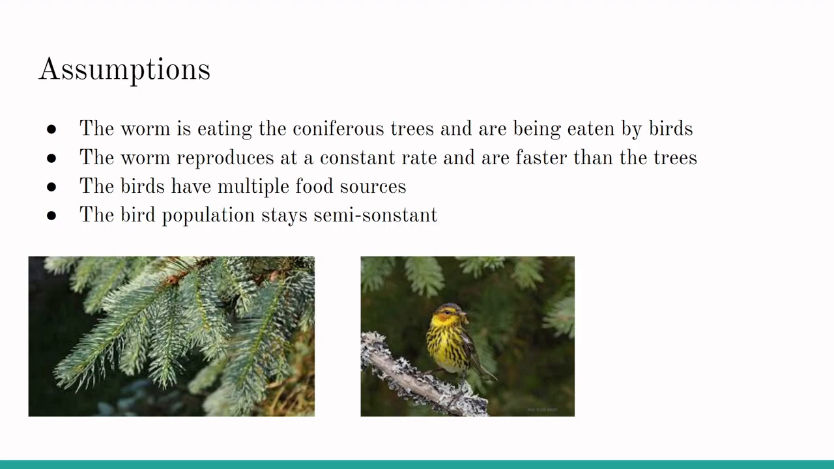So here are some of the assumptions we had to make so that we could use our model. The worms will only be eating the coniferous trees and will only be eaten by the birds. Worms reproduce at a constant rate and reproduce faster than the trees. No extra worms will be introduced into the system once we start our model. Likewise, no extra worms will leave our system, except through death, of course. The birds will behave normally and have several sources of food, meaning that they will not single out the worms. The population of birds also has to stay semi-constant. The birds cannot be coming or going away for this model to work.